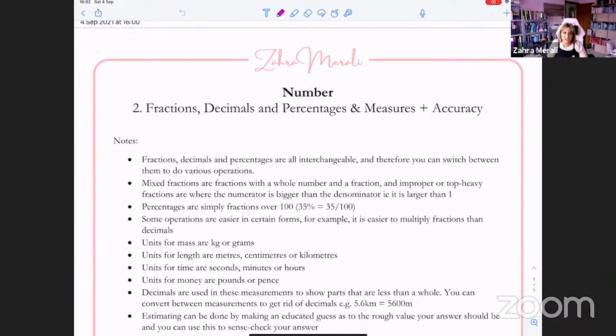All right, so we've got fractions, decimals, percentages, and measures.